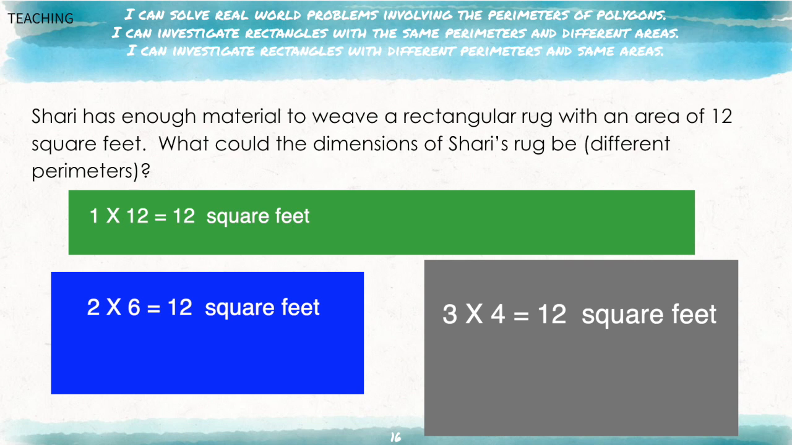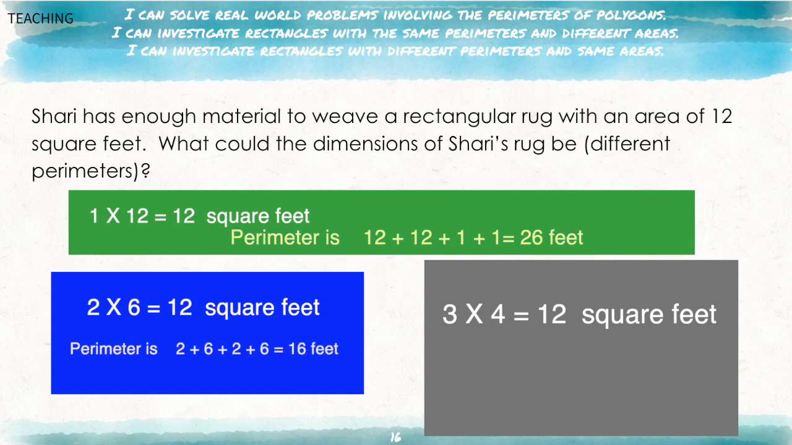If we look at our long, skinny green rug, that had a whopping 26 feet as its perimeter. Our blue rug had 16 feet as its perimeter, and our most square of the rugs, our 3 by 4 rug, only had a perimeter of 14 feet. So don't get fooled just because they have the same area thinking that they will have the same perimeter, because they will not.